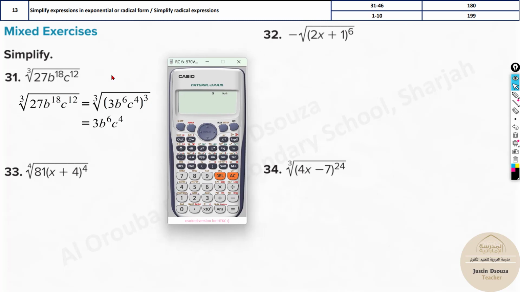In your calculator, all you need to do is assume values for the variables. I will assume b to be 2 and c to be 3. Then all you need to do is substitute. Press shift, then press this symbol, and you will get the cube root. 27 multiplied by b, which is 2 to the power 18, and c, which is 3 to the power 12. Now the answer is 1552. The same thing you must get over here. Let's check. 3 into b, which is 2 to the power 6, and c, which is 3 to the power 4. The answer is 1552. That's the answer.